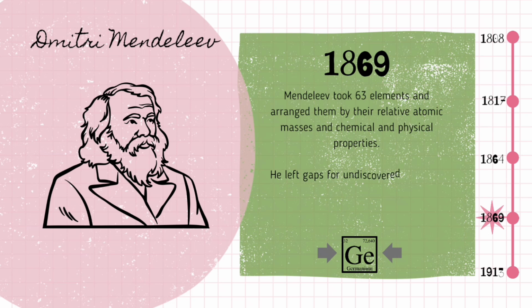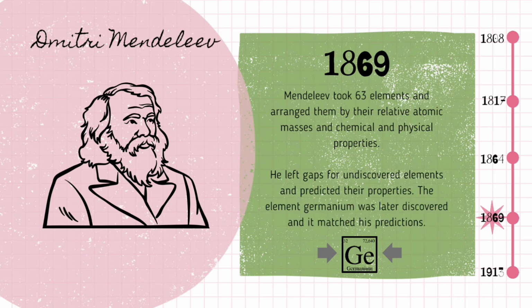Now we will move on to our next scientist, who is Dmitri Mendeleev. Dmitri Mendeleev in 1869 took 63 elements and arranged them by their relative atomic masses and chemical and physical properties. He left gaps for undiscovered elements and predicted their properties. The element germanium was later discovered and it matched its predictions.